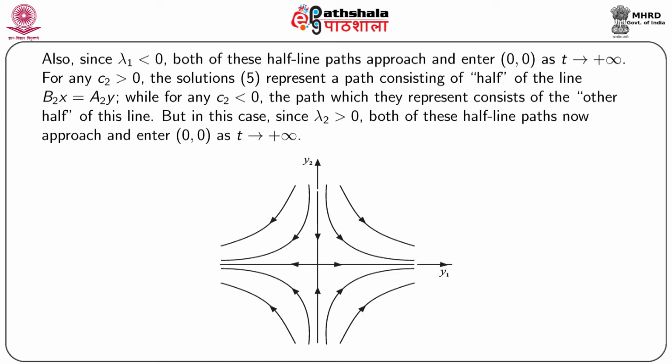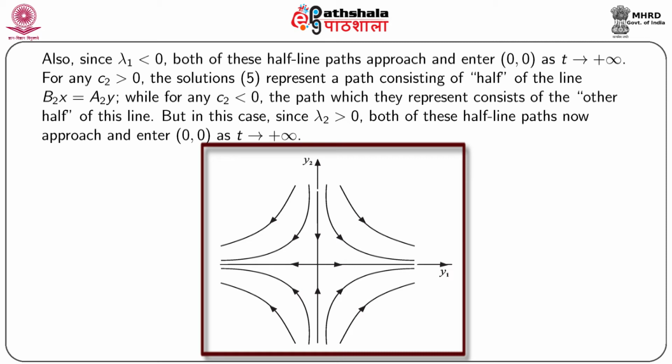to plus infinity. Now, for any c2 positive, the solution 5 represents a path consisting of half of the line b2x equal to a2y, while for any c2 less than 0, the path represents the other half of this line. But since in this case lambda 2 is greater than 0, both of these half line paths now approach and enter 0 0 as t tends to minus infinity, and hence in this case we will get this straight line where it is moving away from the origin.